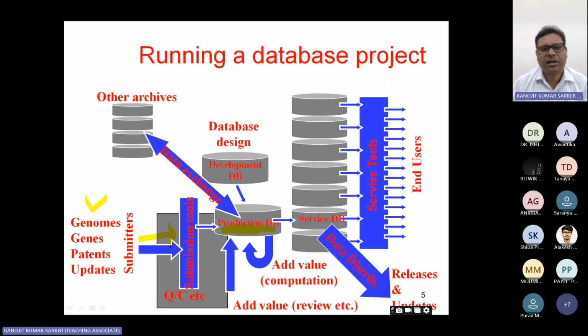Now this production DB can receive data from some other archives also. It can get information from other archives, and then this data is categorized into several classes, into several service DBs. You see that they are termed service DBs.